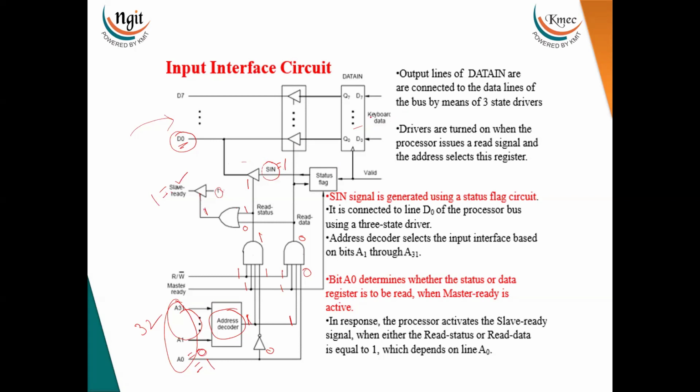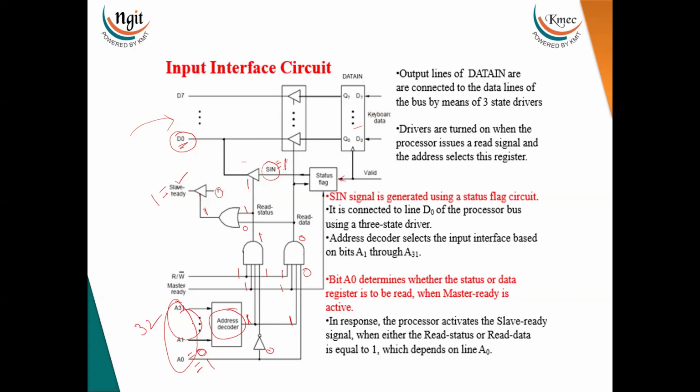Now how does it become 1? When a key is pressed, the code of that key is stored into the data in register. Along with that, it sends the valid signal. This valid signal makes the SIN bit equal to 1. So that's why the processor reads the SIN bit as 1. After reading the status register, if it is 1, it understands that the data is ready.